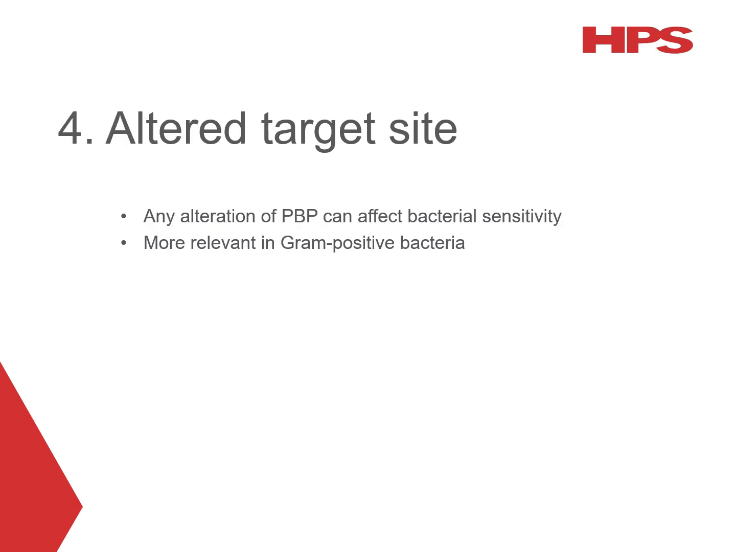And lastly, we have altered target site. So the target site for carbapenems are those penicillin binding proteins, and any alteration to those proteins can affect the binding of the antibiotic and thereby the sensitivity of the bacteria to that antibiotic. And this resistance mechanism is more likely to be relevant in gram-positive bacteria.